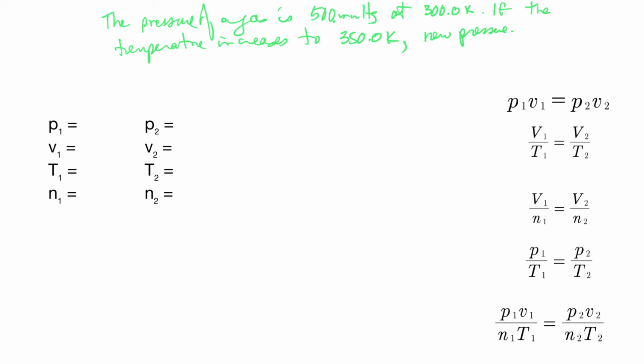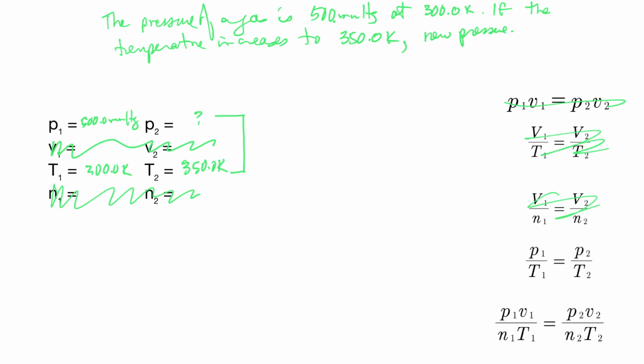Okay, so the pressure is 500 millimeters of mercury, and it's at 300 Kelvin. If the temperature increases to 350 Kelvin, find the new pressure. Okay, so the volume of this container must not have changed, so volume's out. It doesn't say a lost gas or gained gas, so the moles are out. So I need to find a formula that includes pressure and temperature. Oh, right there. Gay-Lussac's law.